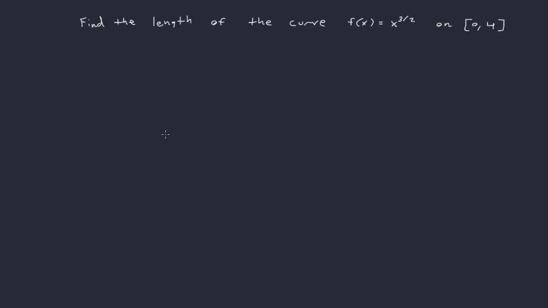All right, so let's say we want to find the length of the curve f of x equals x to the 3/2. Alright, so x to the 3/2 is going to look something like this. So it's going to look kind of like a parabola. And we're looking at it from 0 to 4. So we want to figure out what this length here is.